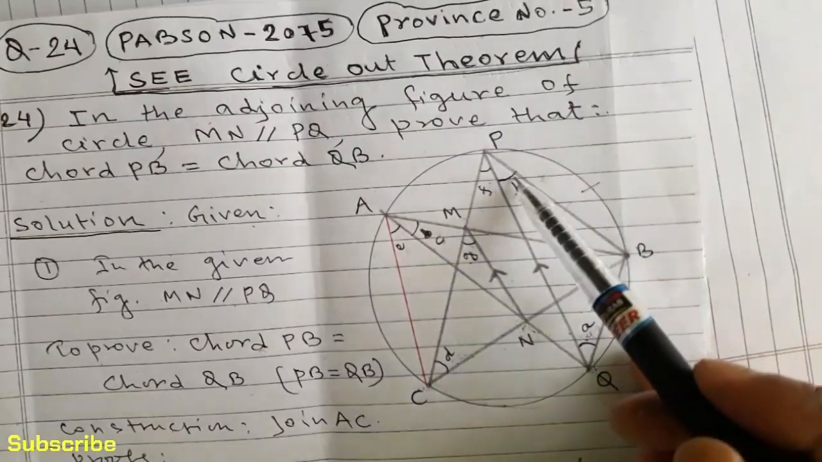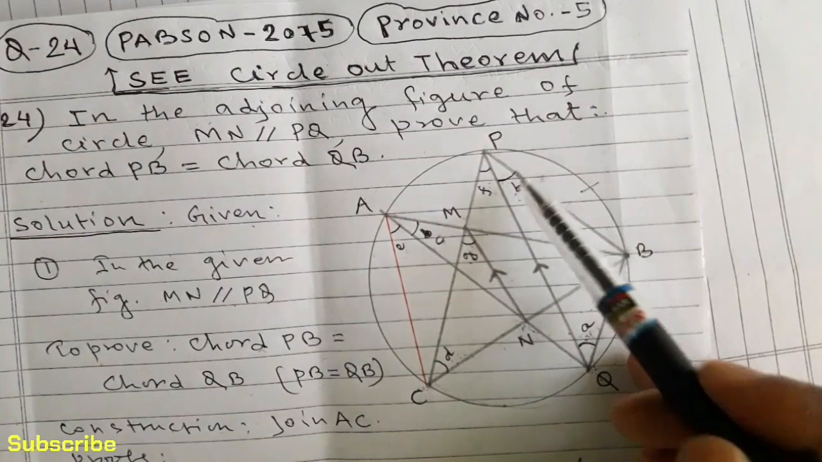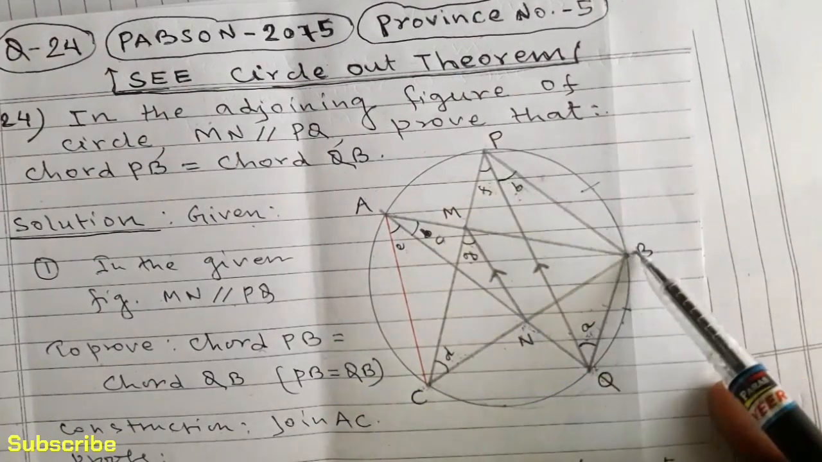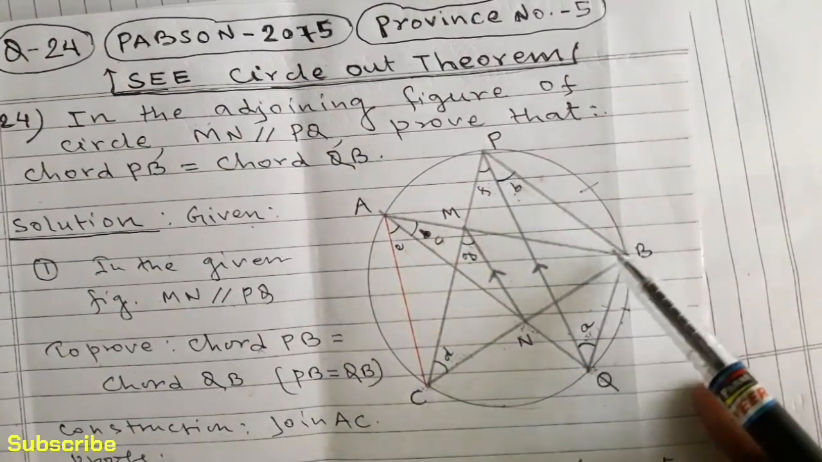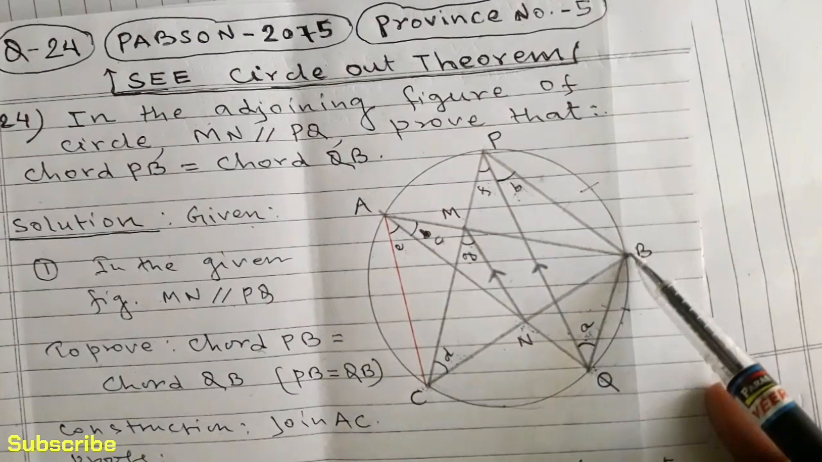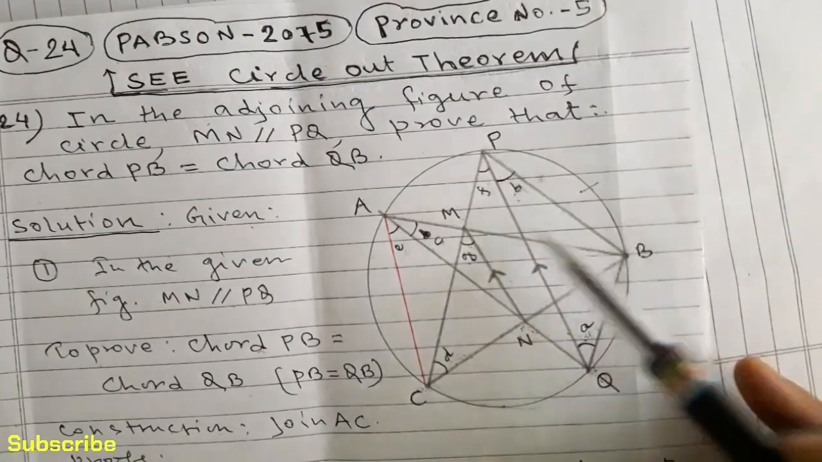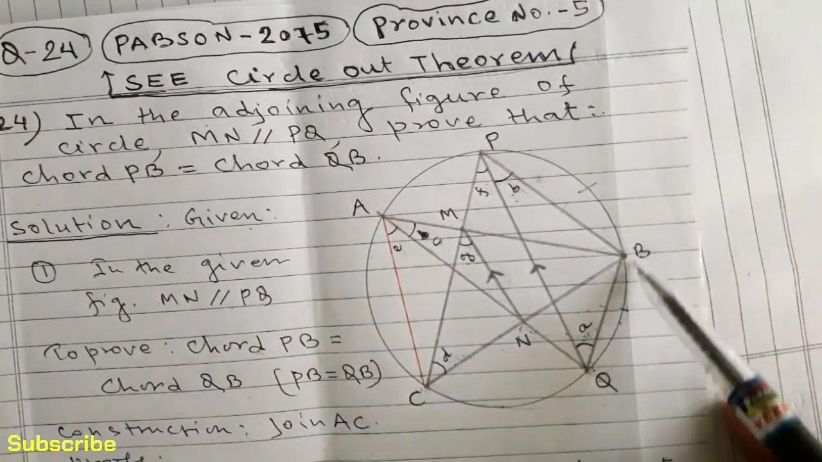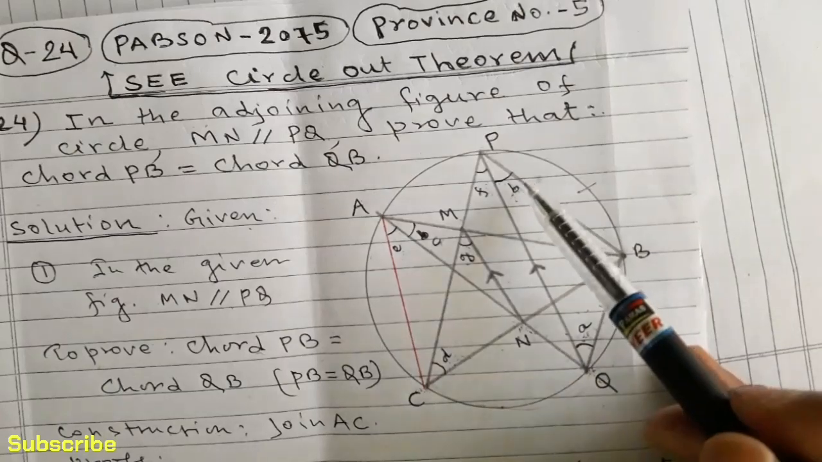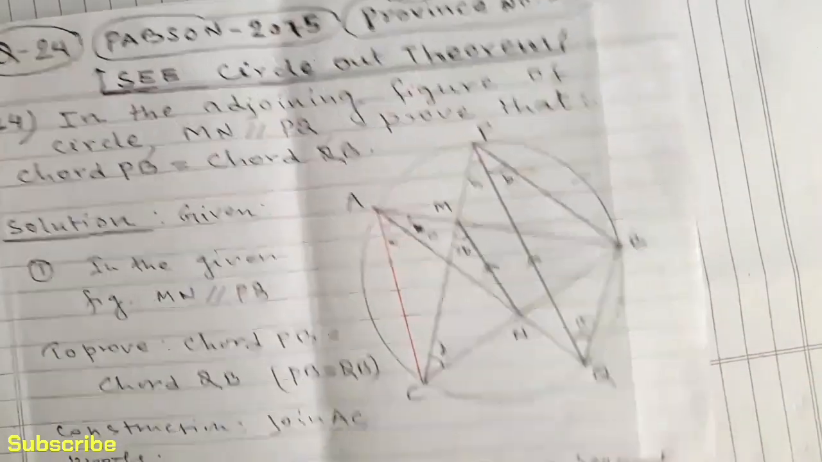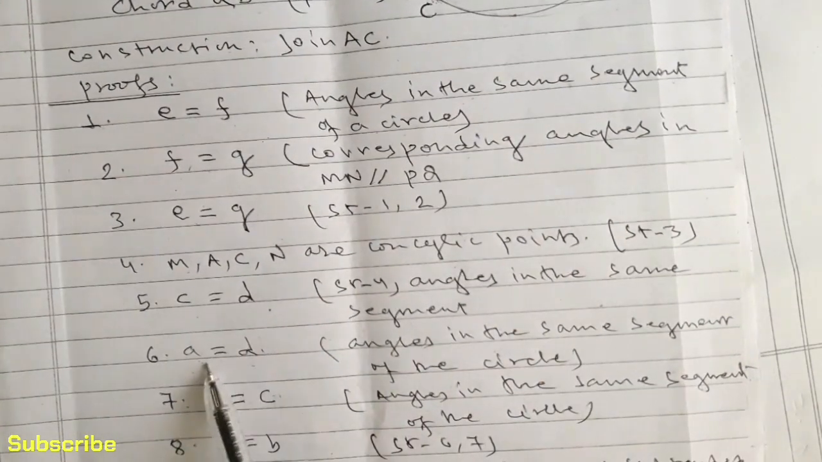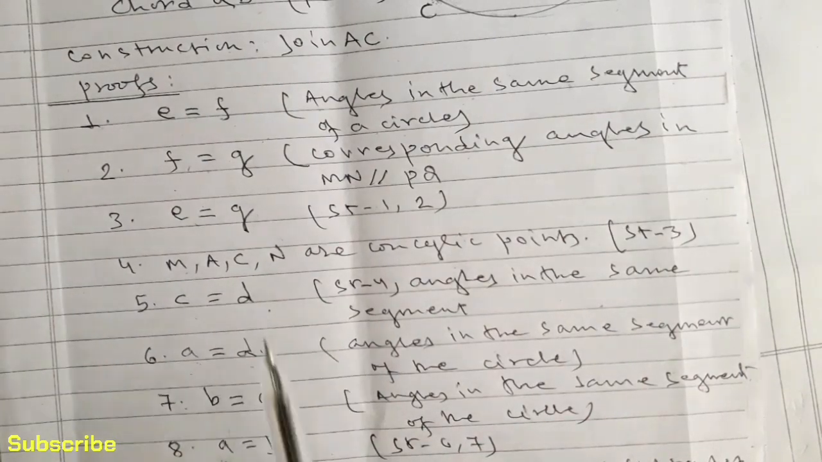Similarly, now we can write angle B is equal to angle C, because angle B is subtended by the arc QB, and angle C is also subtended by the arc BQ. So dear students, we can write angle B is equal to angle C. So we have got A is equal to D and B is equal to C.